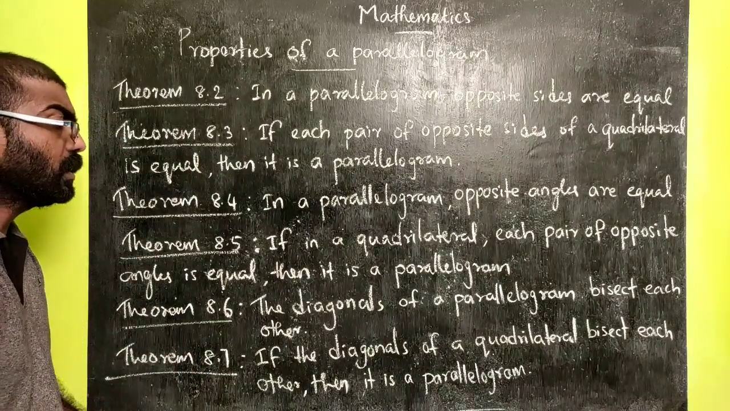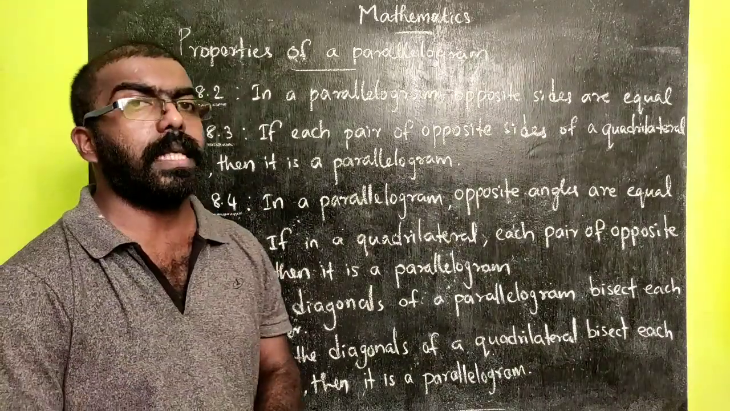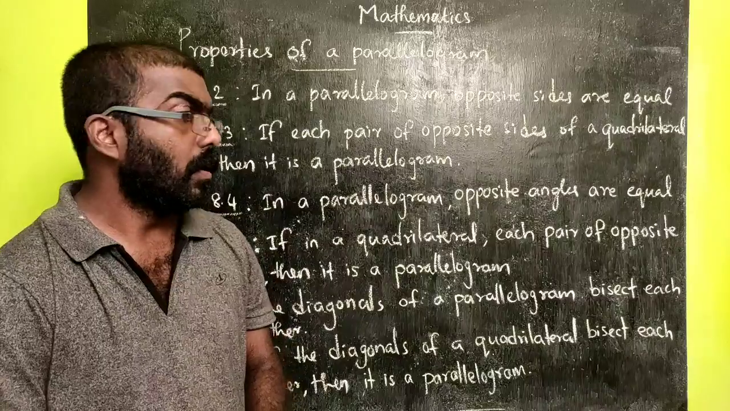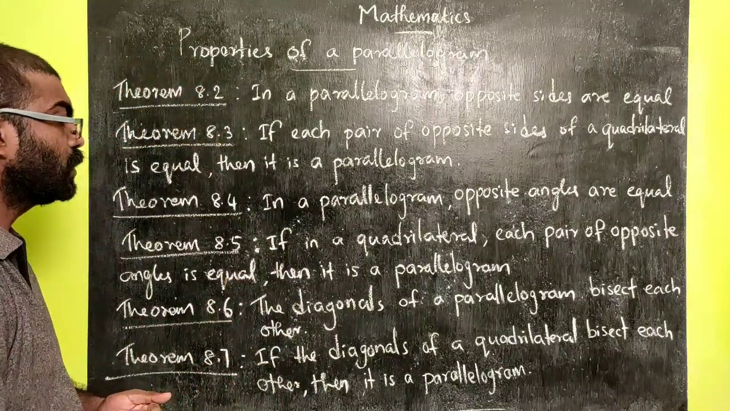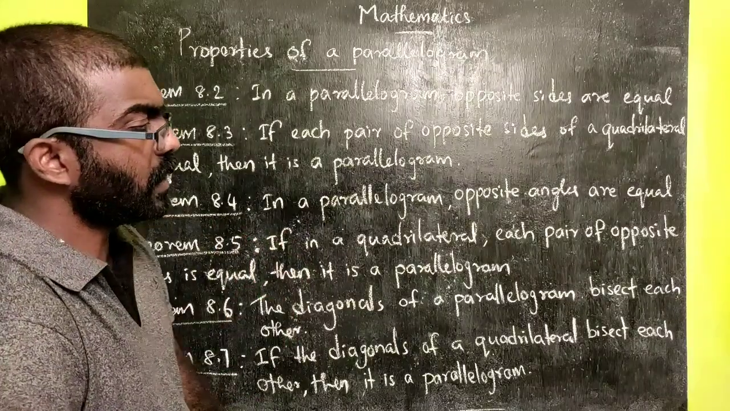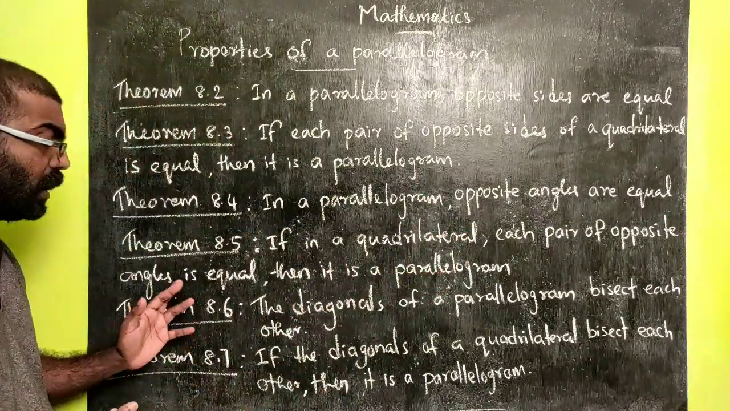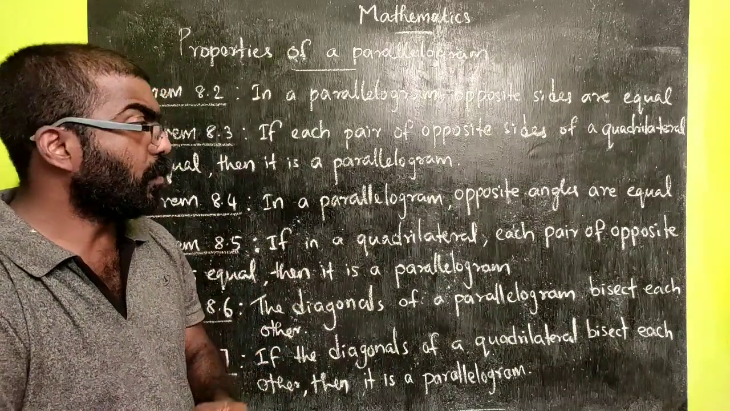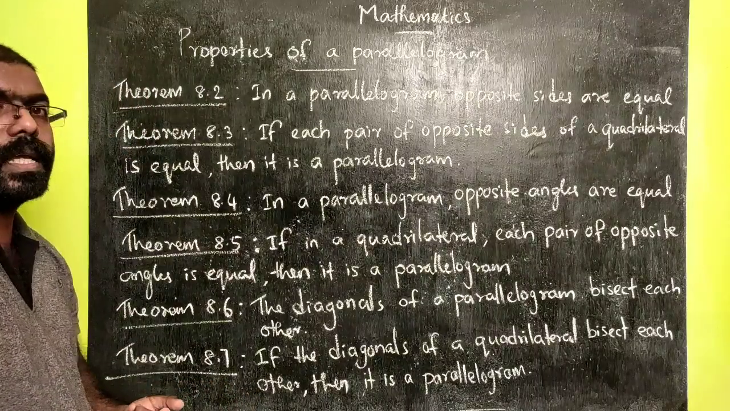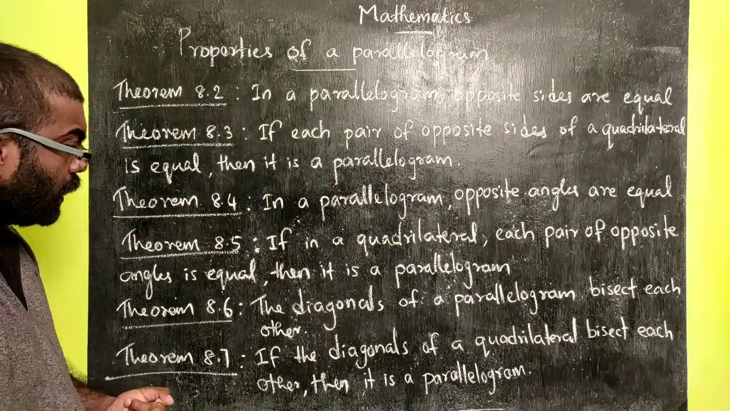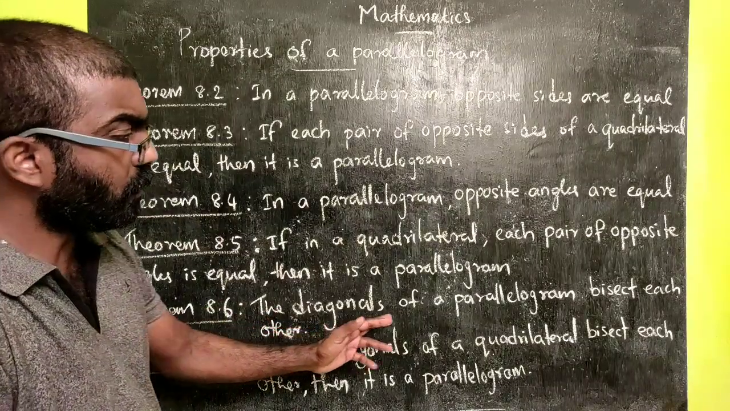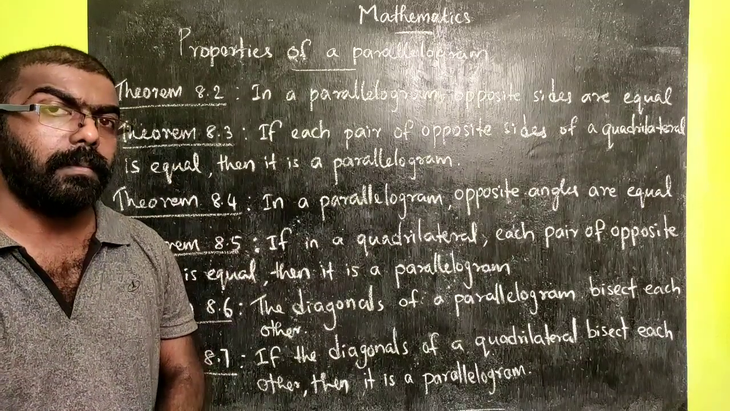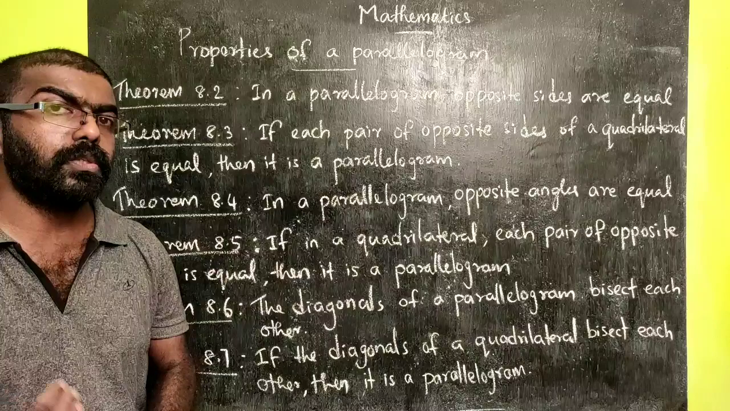And theorem 8.4 is, in a parallelogram, opposite angles are equal. Next one is the converse of theorem 8.4. If in a quadrilateral, each pair of opposite angles is equal, then it is a parallelogram. And the next theorem states that the diagonals of a parallelogram bisect each other. Bisect means divide into two equal parts.